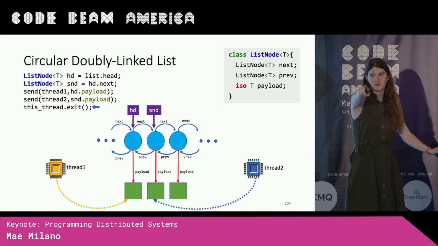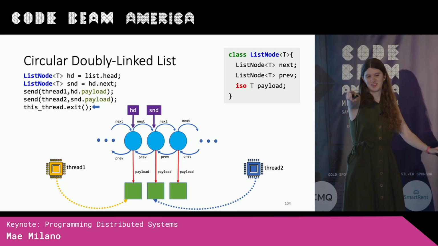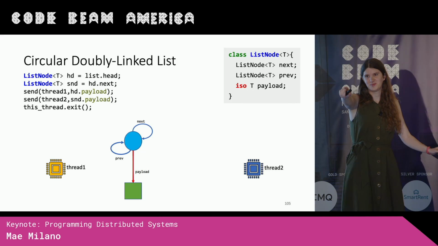So no one's willing to commit, but we have one over there. If head and second's next point to the same, point to itself, you can't send the red arrow to two different threads.